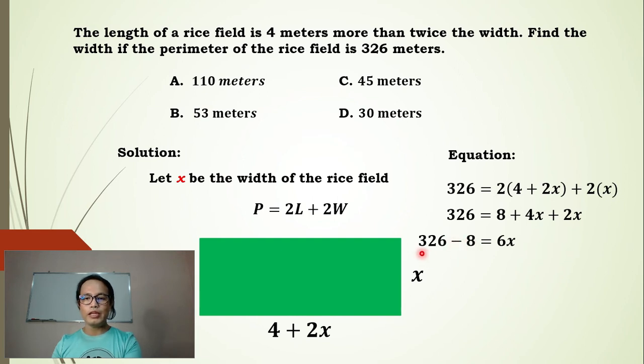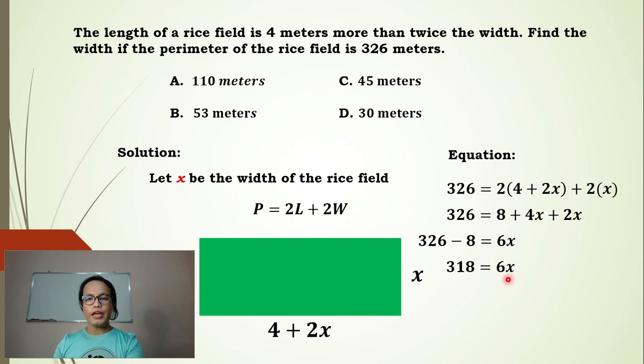That's why this becomes 326 minus 8. Then since we already have subtracted 8 here, this will be cancelled out, which is 0. And we add 4x plus 2x. So this is 6x. Then simplify. 326 minus 8 is of course 318. We copy equals 6x.